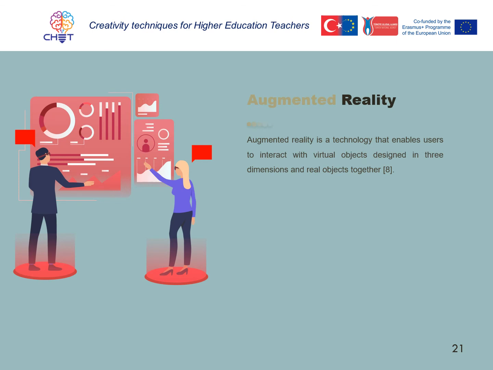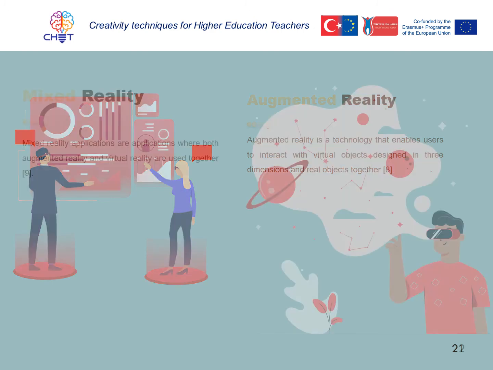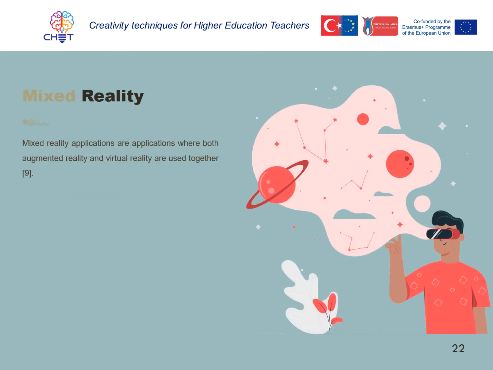Augmented reality is a technology that enables users to interact with virtual objects designed in 3 dimensions and real objects together. Mixed reality applications are applications where both augmented reality and virtual reality are used together.